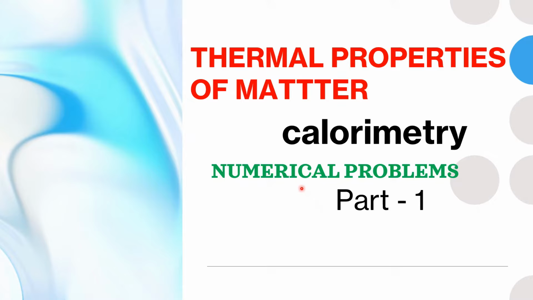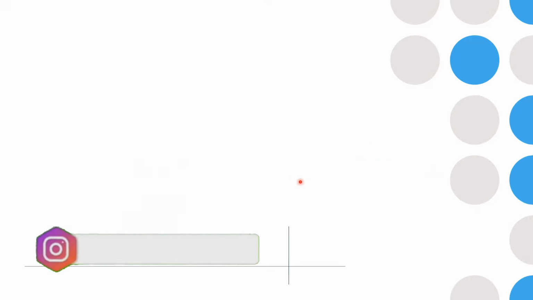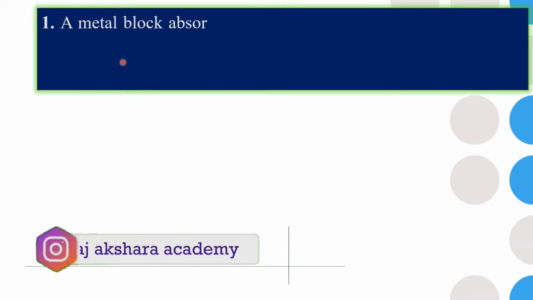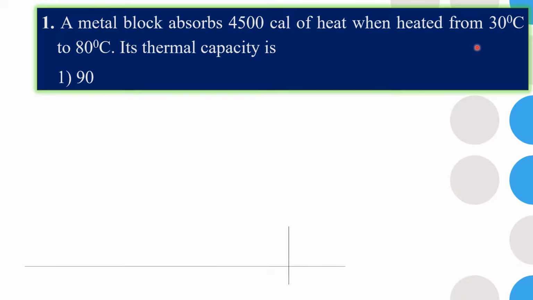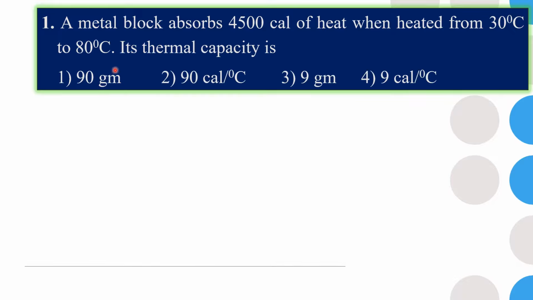Okay, let us go to today's session. First one. A metal block absorbs 4500 calories of heat when heated from 30 degrees centigrade to 80 degrees centigrade. Its thermal capacity is. Here we have to calculate the thermal capacity of the metal block. Let us go to the solution.